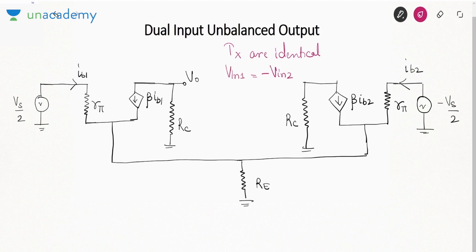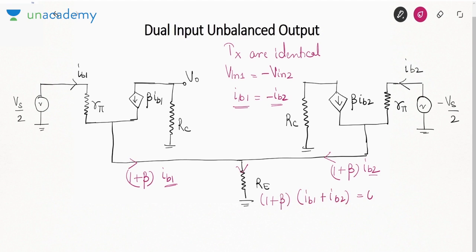If the transistor is the same but the input voltage is negative of each other, can I say that the current will also be negative of each other? If you apply the negative voltage to the same circuit, you will get the negative current. So what is the current here by KCL? 1 plus beta IB1. What is the current here? 1 plus beta IB2. But IB1 and IB2 are negative of each other. So when you take KCL here, 1 plus beta times IB1 plus IB2 will come out to be 0.